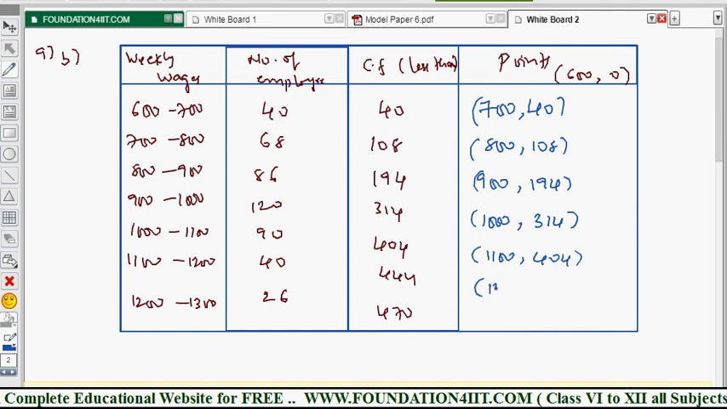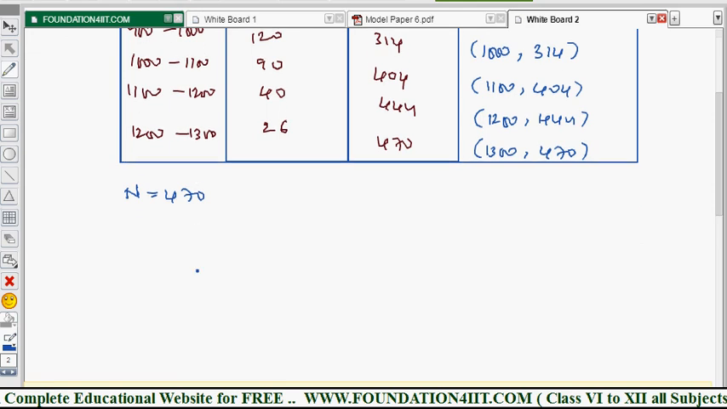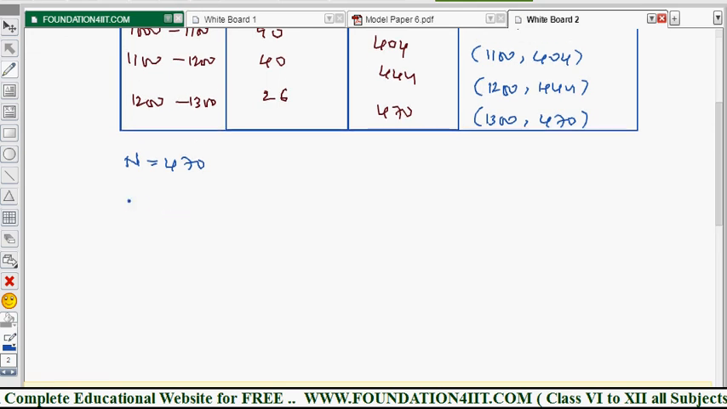1100 is 404, 1200 is 444, and 1300 is 470. So once you get these values, then you can draw the OG curve easily. Here n is equal to 470.